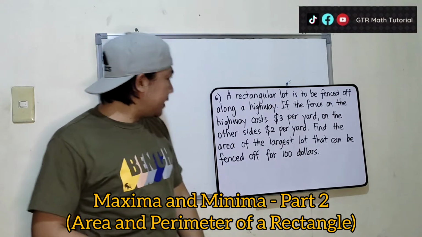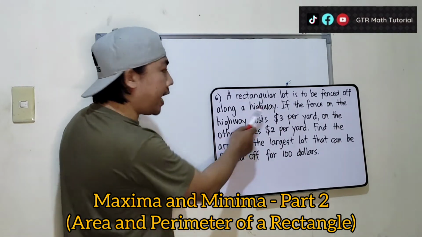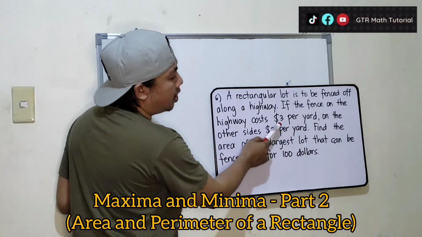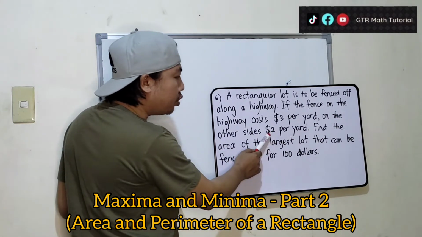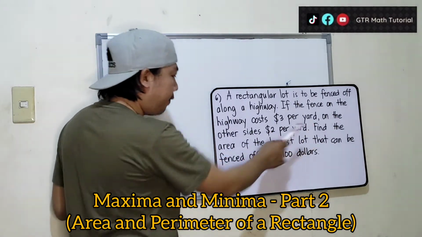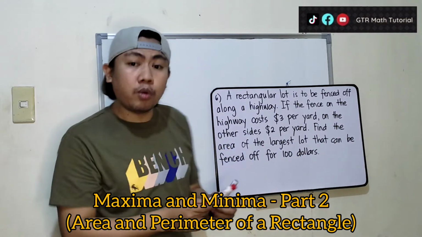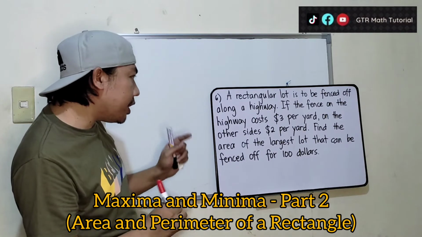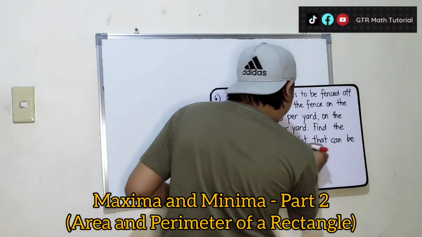Okay, number 6. A rectangular lot is to be fenced off along a highway. If the fence on the highway costs $3 per yard, on the other sides $2 per yard, find the area of the largest lot that can be fenced off for $100. So ang mina-maximize natin dito is the area of the largest lot.